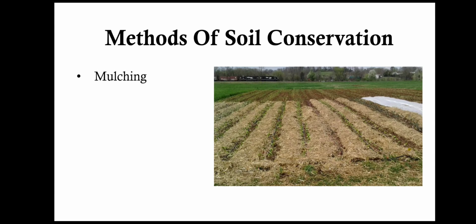Number 1, Mulching. It includes covering soil with organic matters to retain moisture. In this method, the bare ground between plants is covered with a layer of organic matter like straw. It helps to retain soil moisture.